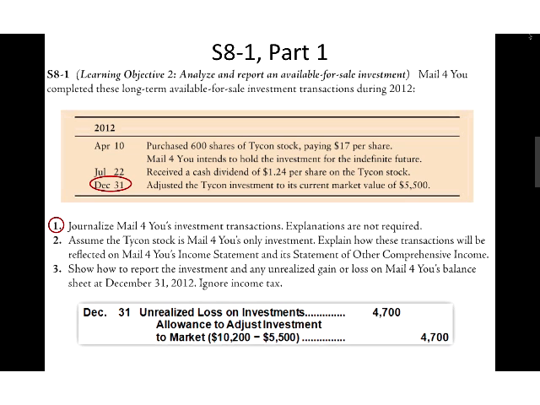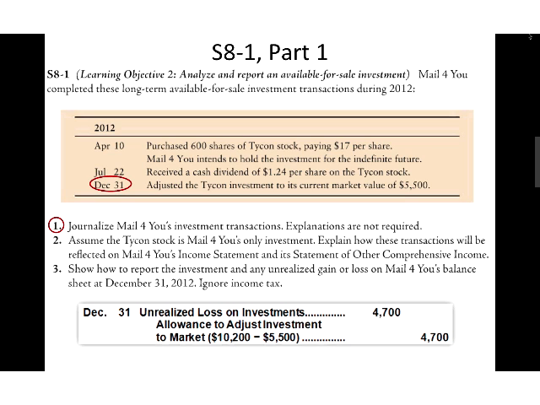Those three journal entries that we just did are pretty good examples of the journal entries we'll do for investments. Now we move on to requirement 2, which says assume that this is their only investment. Explain how these transactions will be on their income statement and on the statement of other comprehensive income.